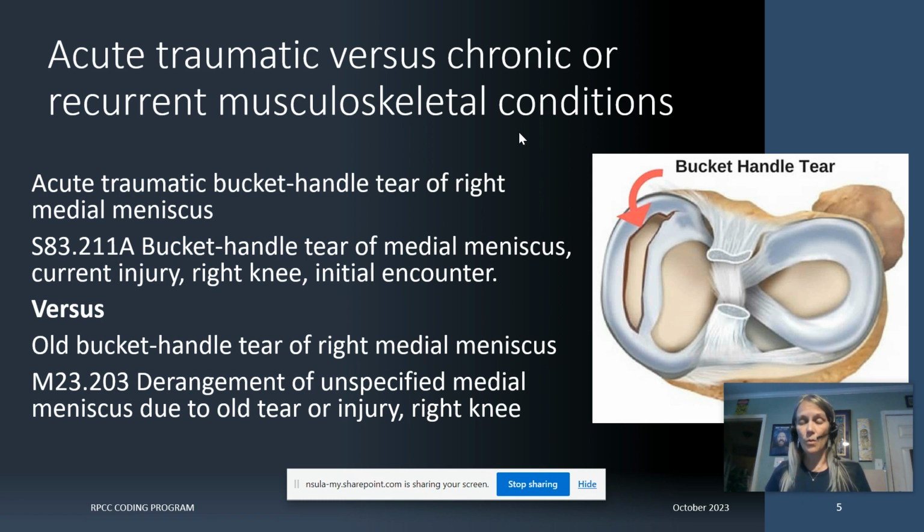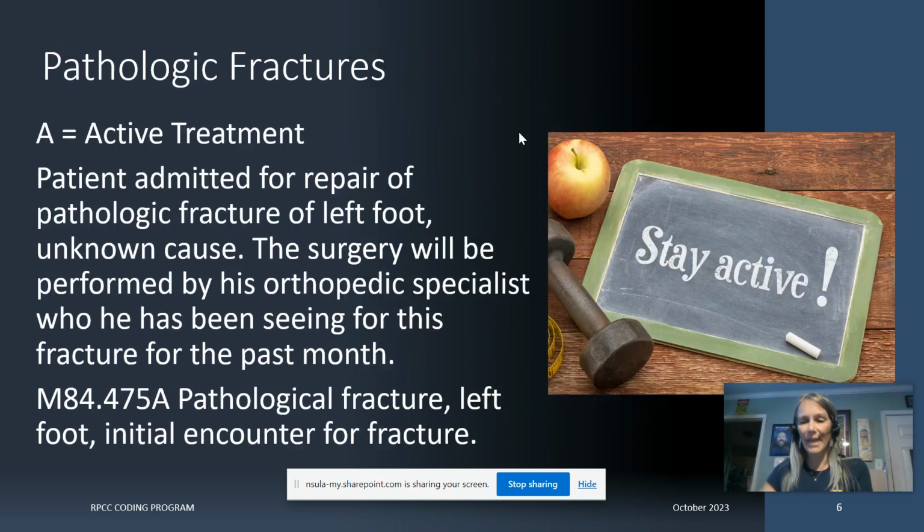Those are going to be the ones that are for chapter 13 with an M23.203, which is going to tell the story of an old meniscus tear or injury to the right knee. And a bucket handle tear, if you look at the picture, it's in the knee, and when your knee goes the wrong way, one way or the other, it grabs onto that meniscus and it makes that tear. And the actual tear of the meniscus looks like a bucket handle.